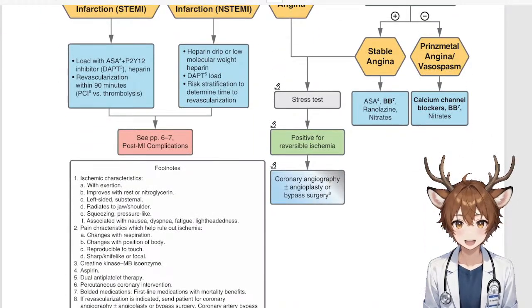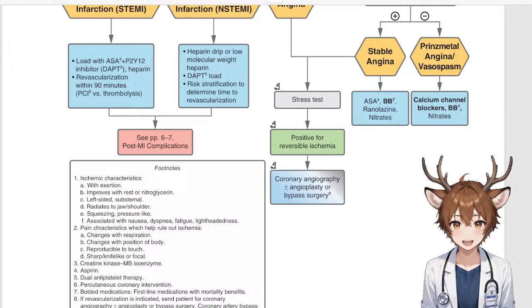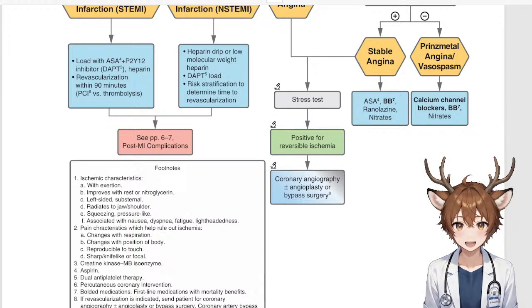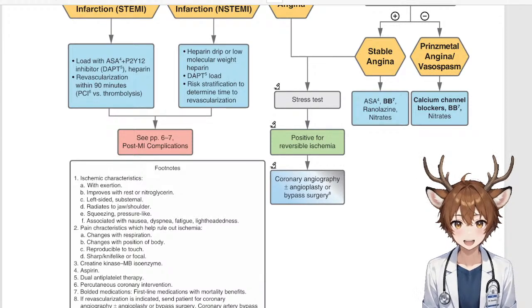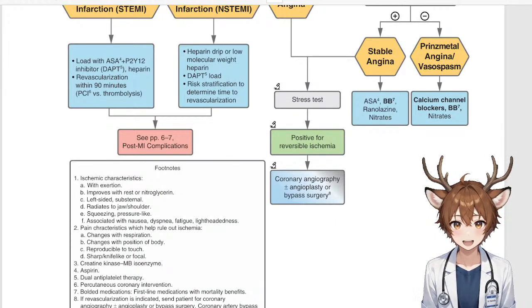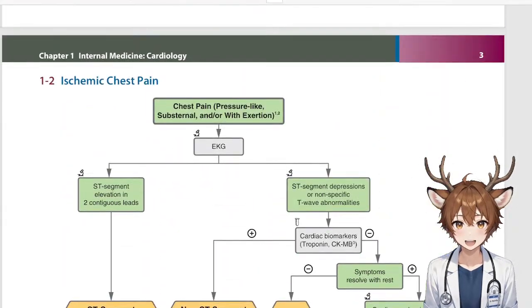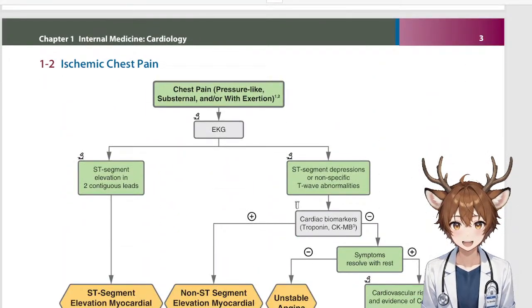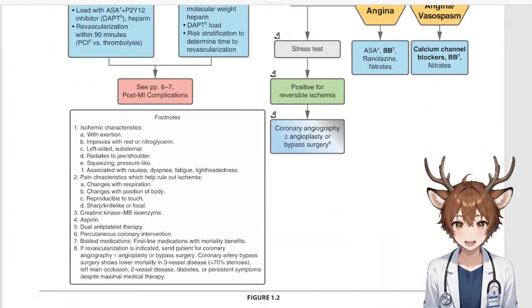there's a little note right here. It says ischemic characteristics: A, with exertion, improves with rest or nitroglycerin. Left-sided substernal, radiates to the jaw or shoulder. Squeezing, pressure-like, associated with nausea, dyspnea, fatigue, lightheadedness. And then 2, because it says 1 and 2 here for chest pain, the other kind is pain characteristics which help rule out ischemia.